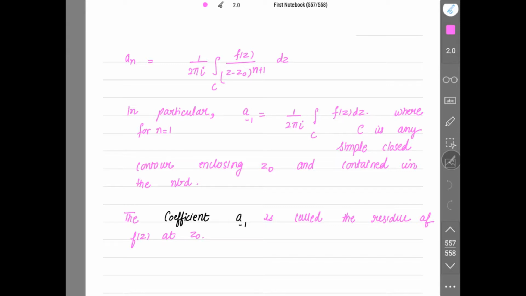In particular, for n equal to minus 1, just put n equal to minus 1 over here. You get a minus 1 is equal to 1 over 2 pi i integration over C f(z) dz. The denominator will be 1 because the power will be 0. Where C is any simple closed contour enclosing z naught and contained in the neighborhood, the coefficient a minus 1, this coefficient, very important, is called the residue of f(z) at z naught. Right?